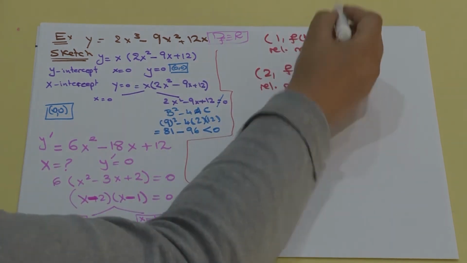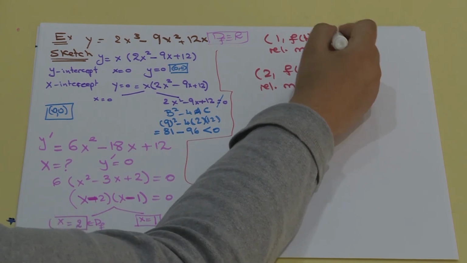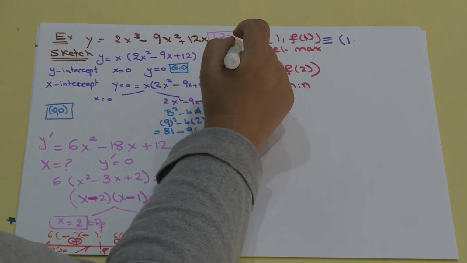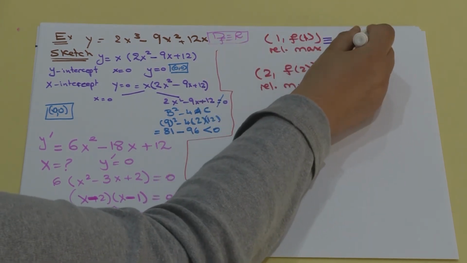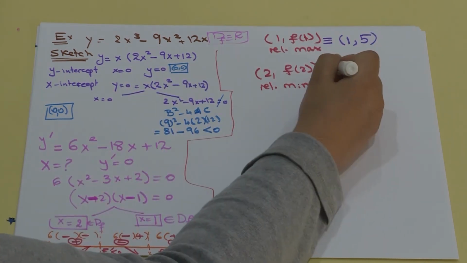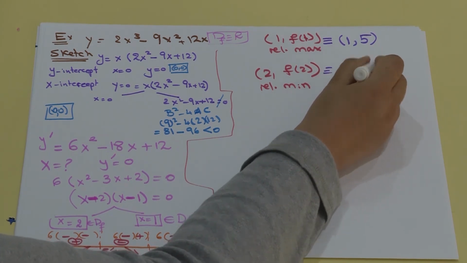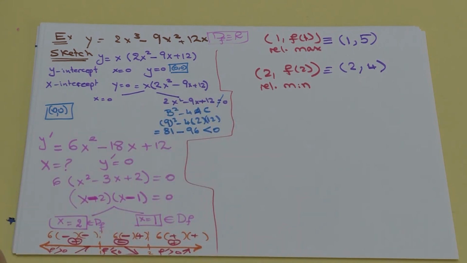Good. So here, this point is 1. I take the 1 and I substitute here, so we get 1 and 5 as the value for f of 1. And here we get 2 and 4. Okay, so these are the points corresponding to the maximum and minimum. What should we do next?